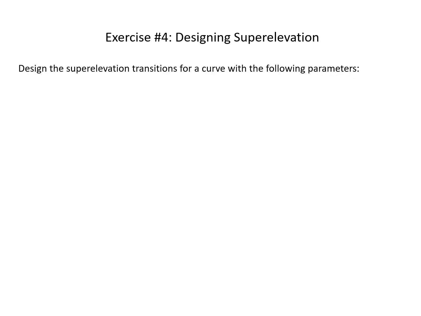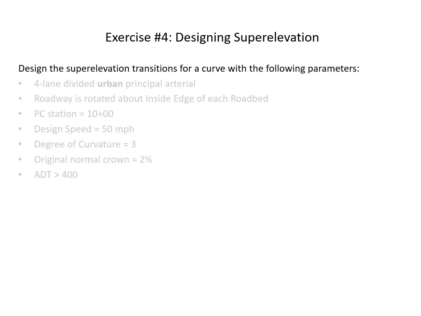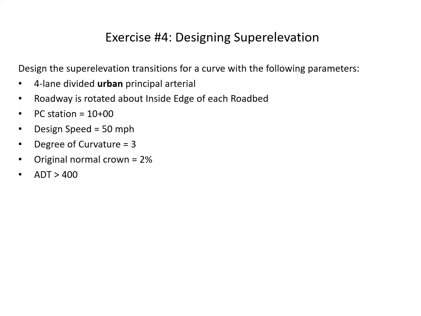Exercise 4, Designing Superelevation. Design the superelevation transition for a curve with the following parameters. We have a 4-lane divided urban principal arterial. Roadway is rotated about the inside edge of each roadbed. The PC station is 10 plus 00.